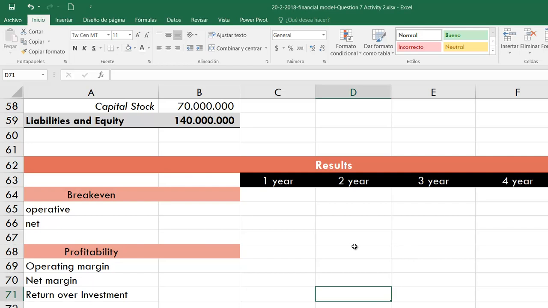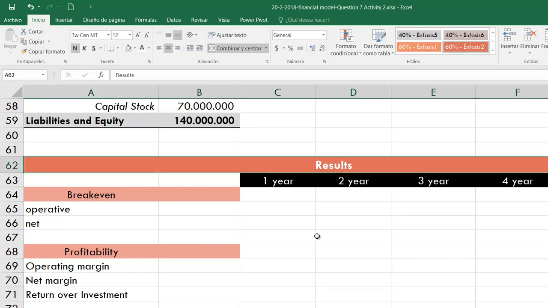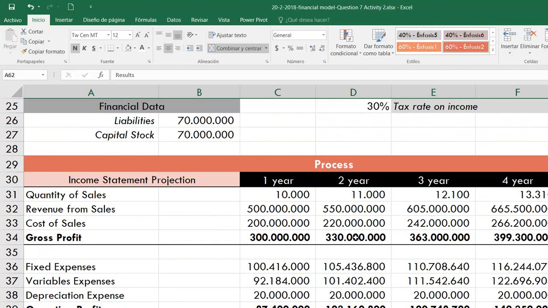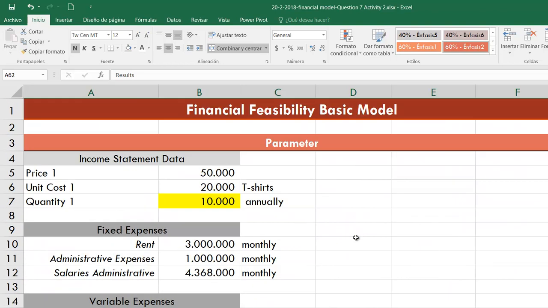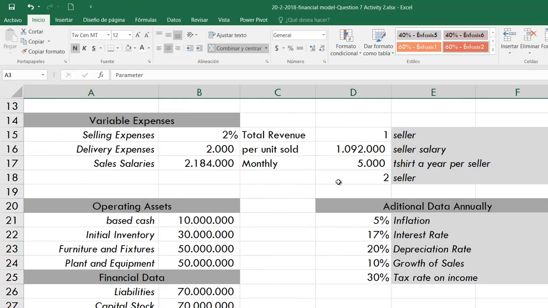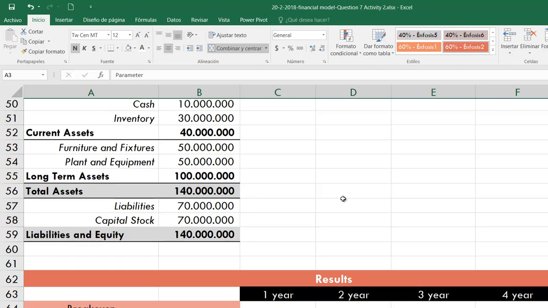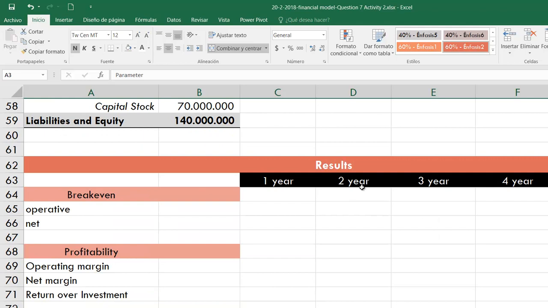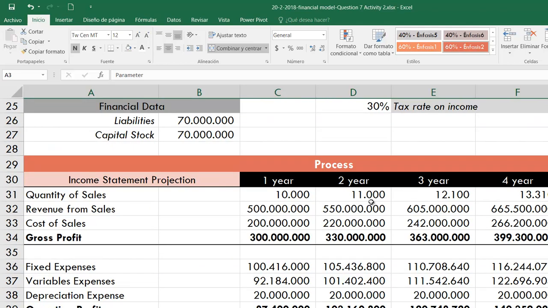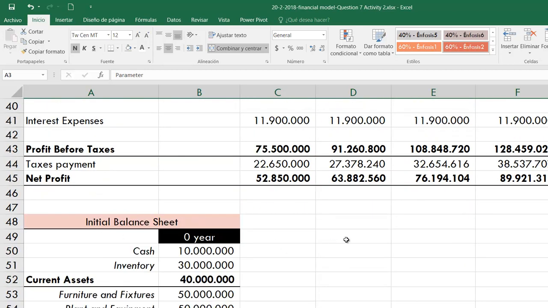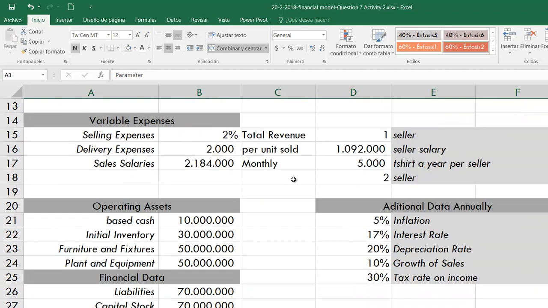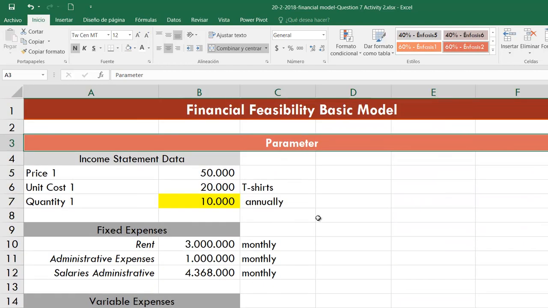This last video is about the results in our financial model. You might notice that we have three parts of our basic financial model: the first one is parameters, then the process, which we made some videos on, and last our results. Notice that in the process we project the income statement and the balance sheet according to the data in the parameters.